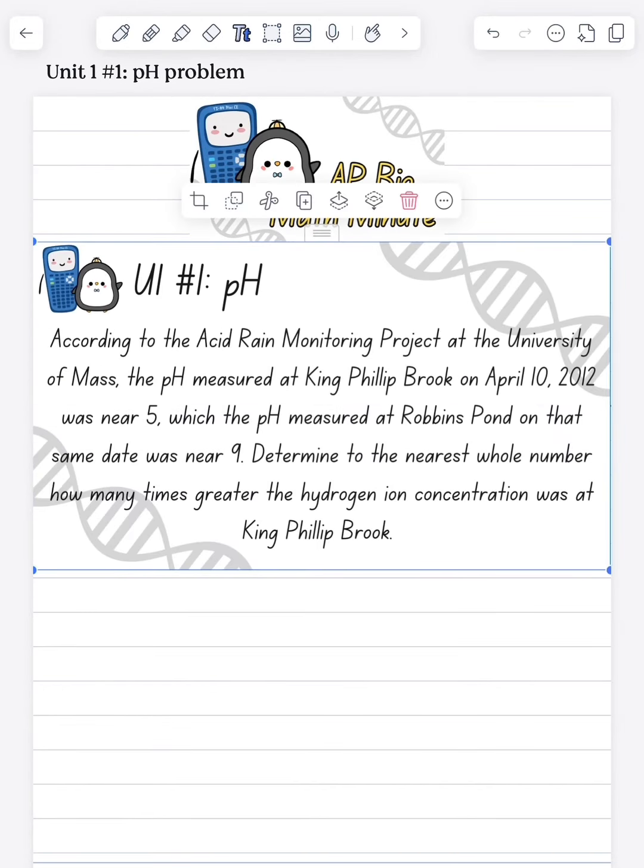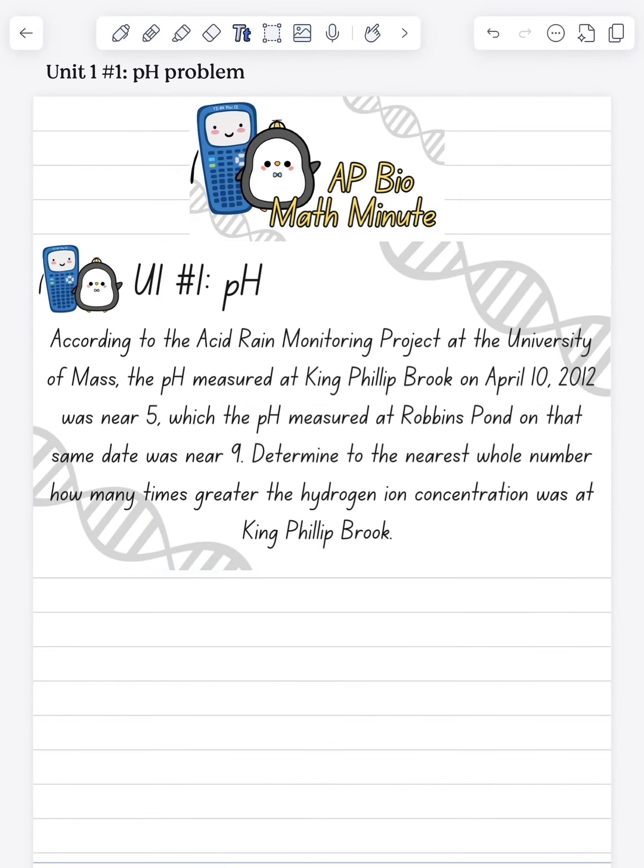So today on our Math Minute, we're going to do a pH problem. According to the acid rain monitoring, there is a pH measured at King Philip Brook of 5, and at Robbins Pond of 9. They want us to determine, to the nearest whole number, how much greater the hydrogen ion concentration was at King Philip Brook. We're trying something new where I'm not speeding up as much, so we can hopefully see if I can keep up a little bit more.